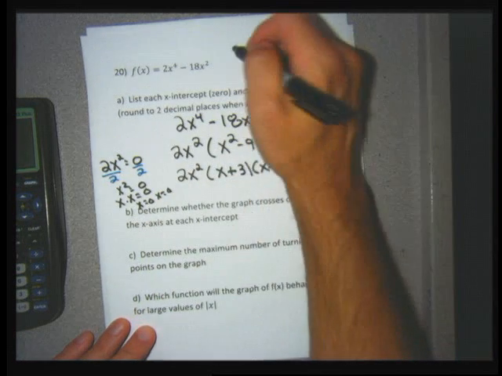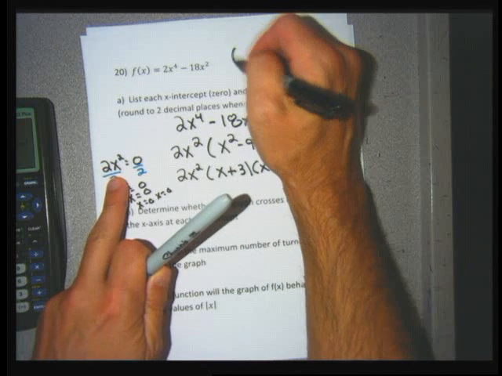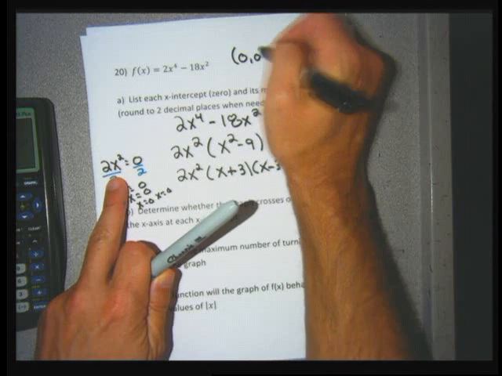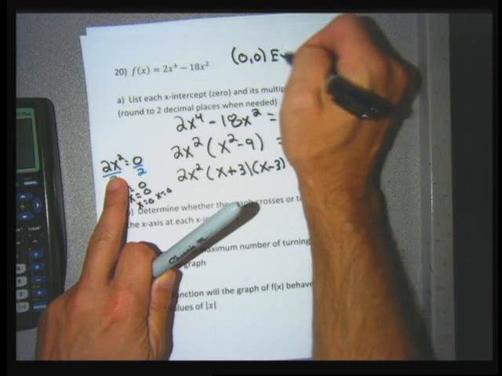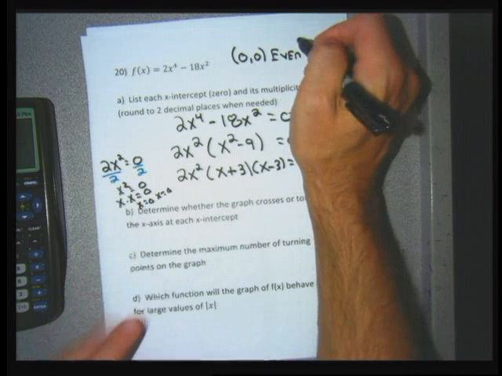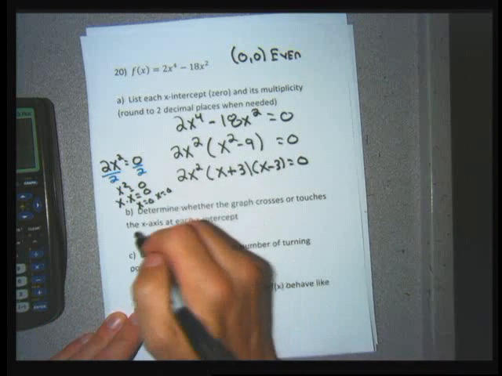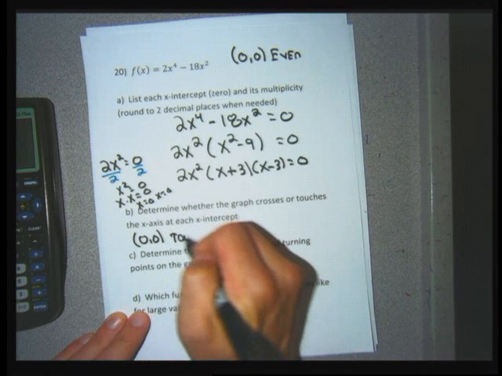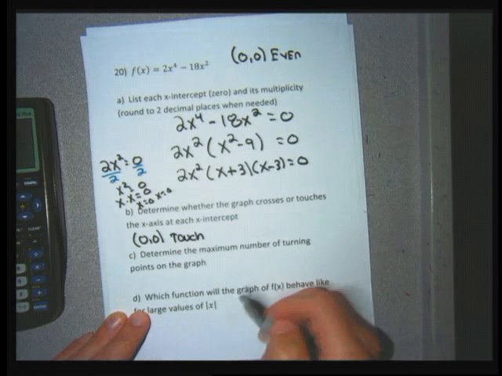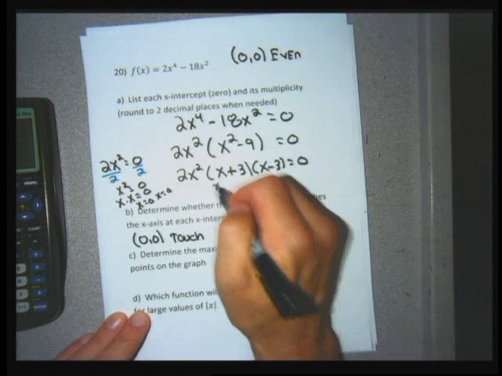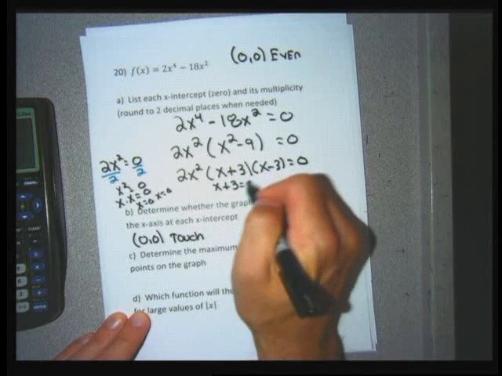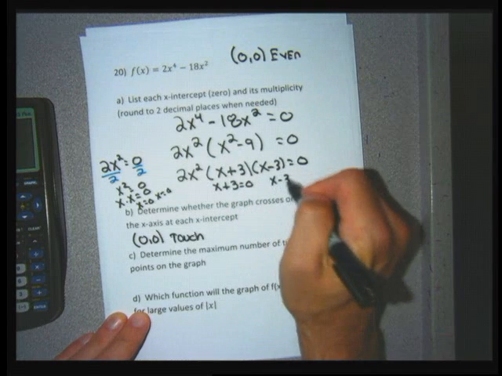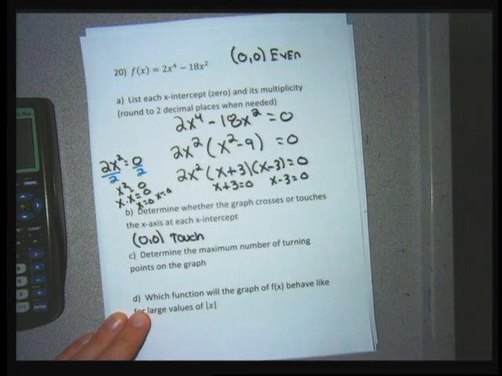So the first x-intercept from the 2x squared equal to 0 is going to be (0, 0). It's going to have an even multiplicity because of the x squared. That gave me that one answer of 0. And at (0, 0), the graph is going to touch as opposed to cross the x-axis. The other x-intercepts are going to have odd multiplicity because the other factors don't have exponents.